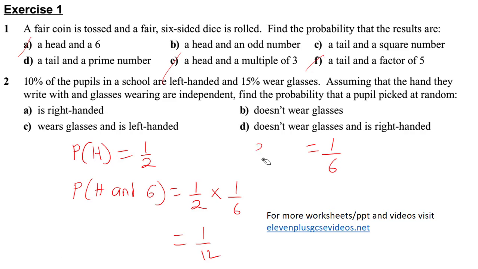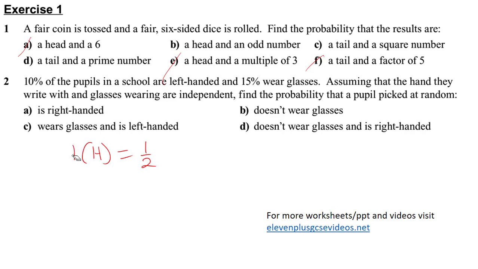Now picking E, it says a head and a multiple of 3. What you need to think about here is all the outcomes that you can have on a dice. All the outcomes on a dice will be either 1, 2, 3, 4, 5, 6. If you're talking about the multiples of 3 here, we're going to be picking 3 and 6. These are the only multiples of 3, so they are 2 out of 6.